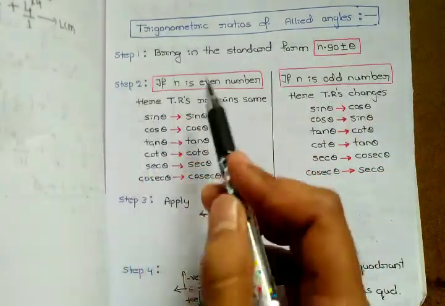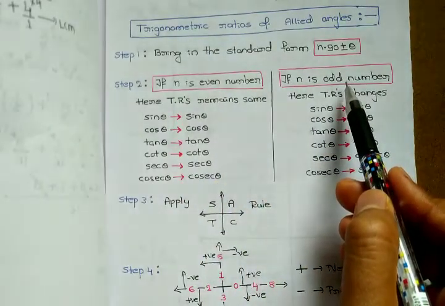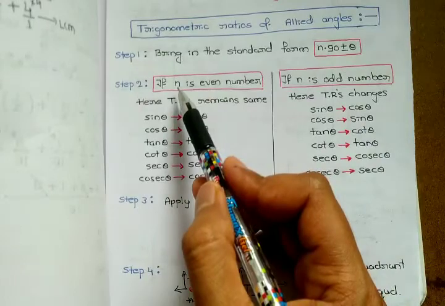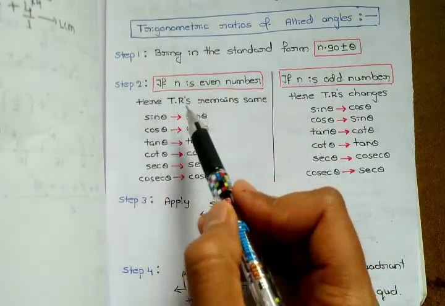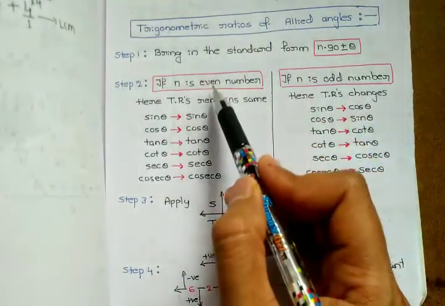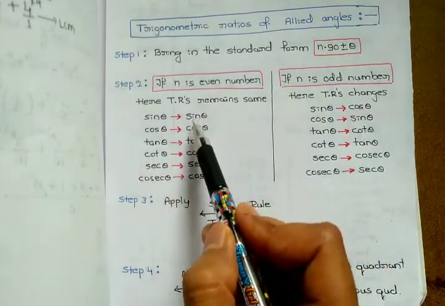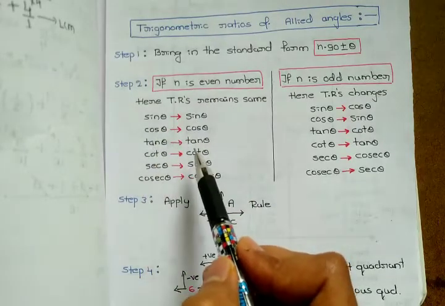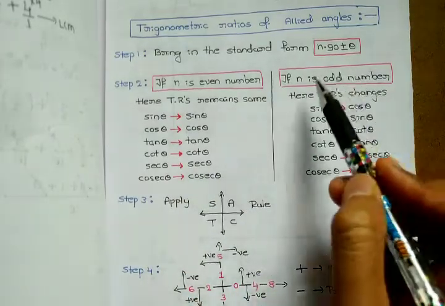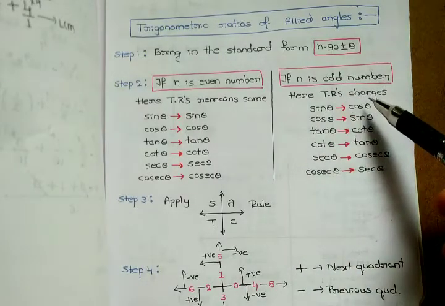Next, second step, you have to see whether that n is an even number or an odd number. If n is an even number, then the trigonometric ratios remain the same. Remember, if n is even, all 6 trigonometric ratios remain the same. Sine remains sine, cos remains cos, tan remains tan, and cot, sec, and cosec remain the same. If n is an odd number, here the trigonometric ratios are going to change.